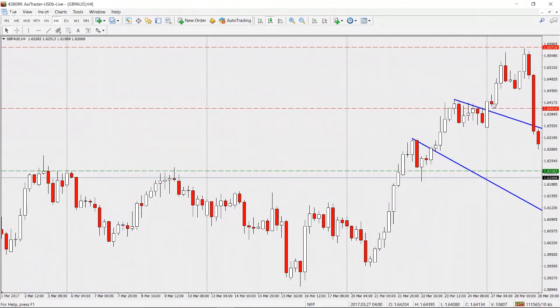I'm always a big fan of waiting for another additional candle to give me information. What I found throughout the years, and I haven't been trading that long, about 15 years.